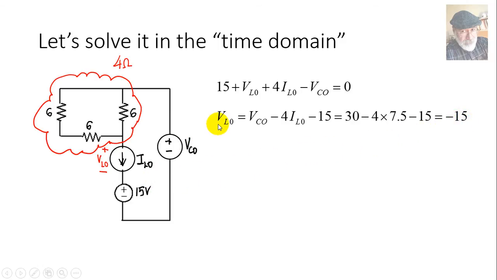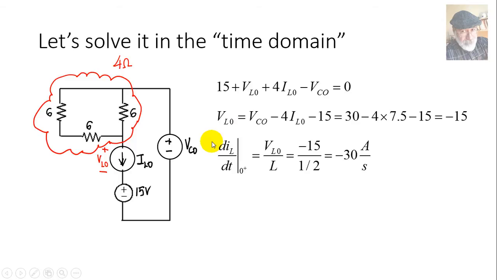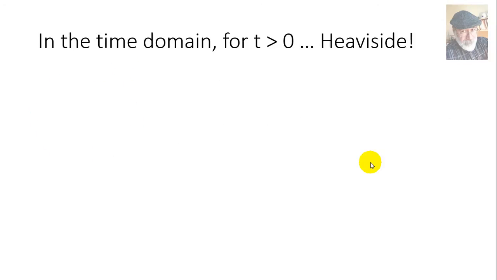But I don't care for VL0. I care for the derivative of IL with respect to time at 0 plus. I divide that value by the inductance, 1/2 of a Henry, and get that dIL/dt at 0 plus is negative 30 amps per second. Now we have the necessary initial conditions.